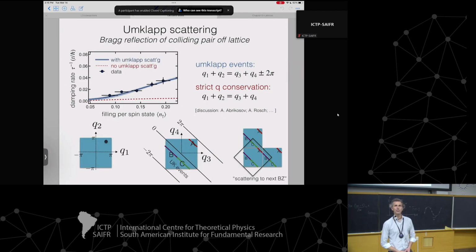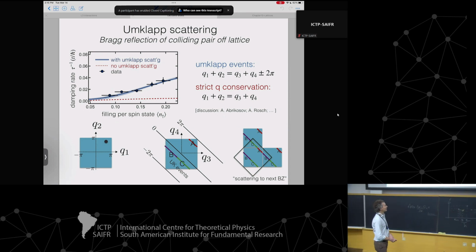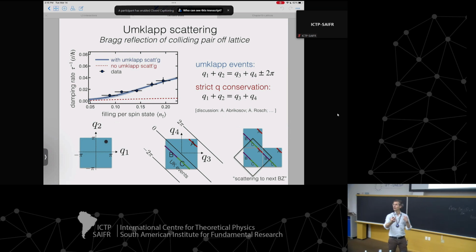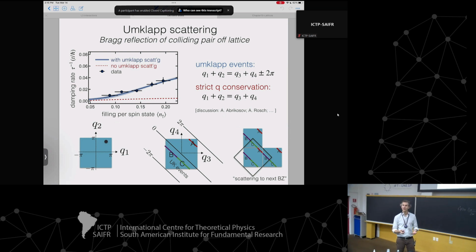And the modulo 2 pi is really important. If you do an experiment and you try to look at the damping of quasi-momentum or current in some way, those jumps to the next Brillouin zone do most of the damping, actually, do most of the scattering.